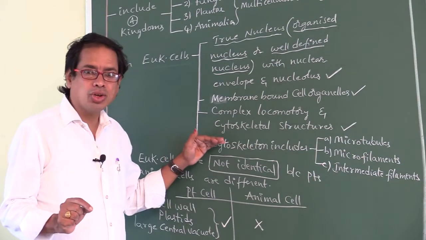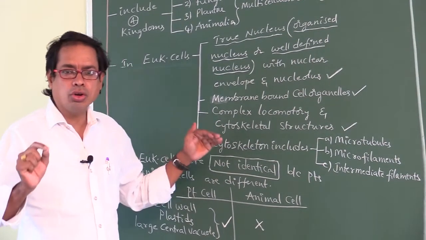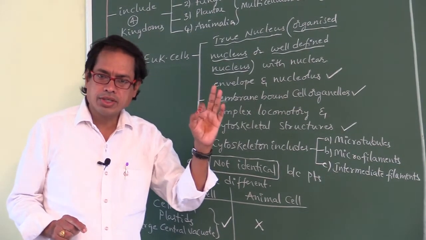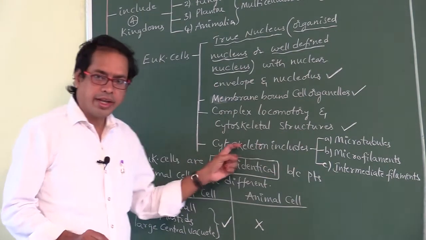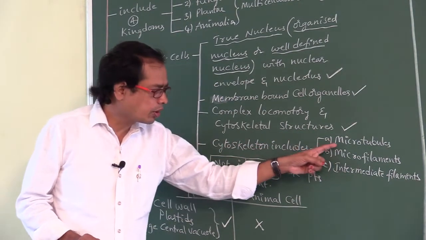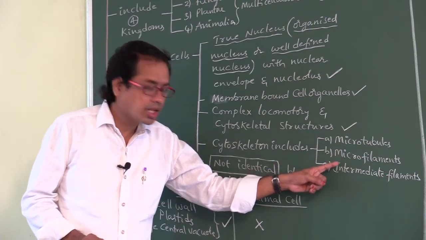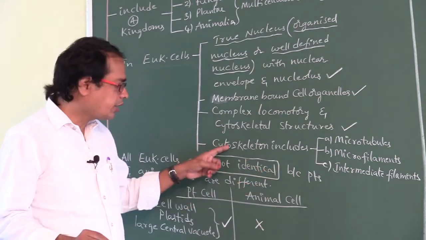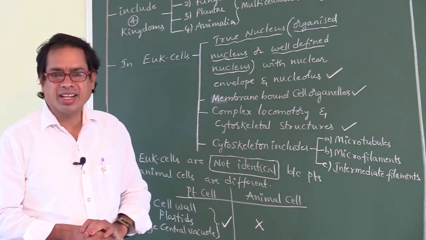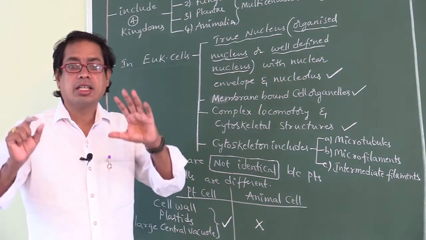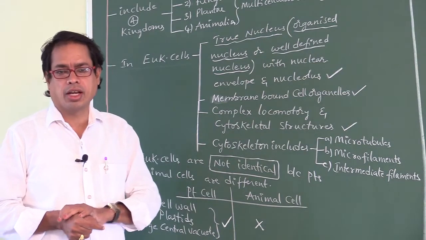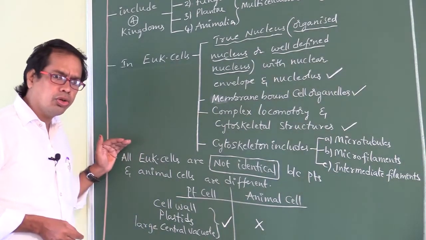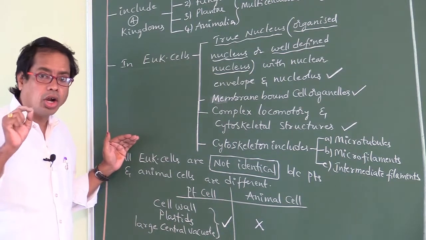What does it mean, cytoskeleton? Cytoskeleton includes 3 parts: microtubules, microfilaments and intermediate filaments. These 3 parts are called cytoskeleton or cytoskeletal structures, which are present in the cytoplasm of eukaryotic cell, not in prokaryotic cell.